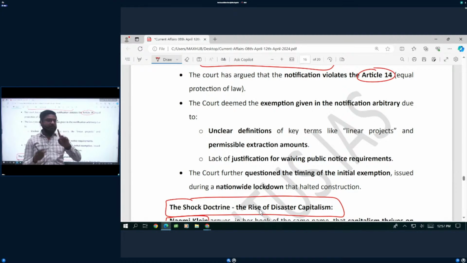Article 14 has two principles: equality before law and equal protection of law. It means the law should protect everyone, not only the strong people but also the weak people. अब आपने जो notification लाया, it favors whom? The powerful one. So it violates equality or equal protection of law. Your environment notification or any notification should protect everyone. It should take care of the interest of capitalists, but also it should protect the welfare of people.